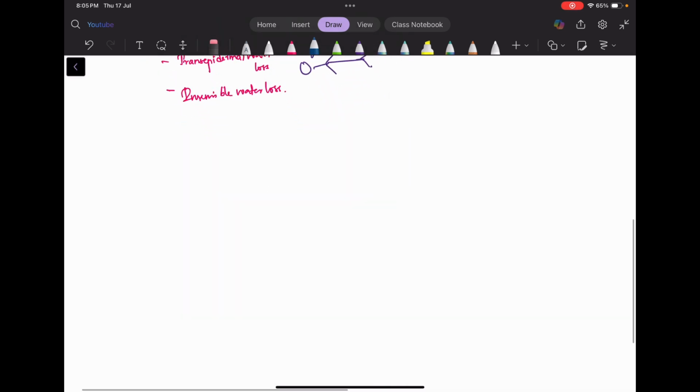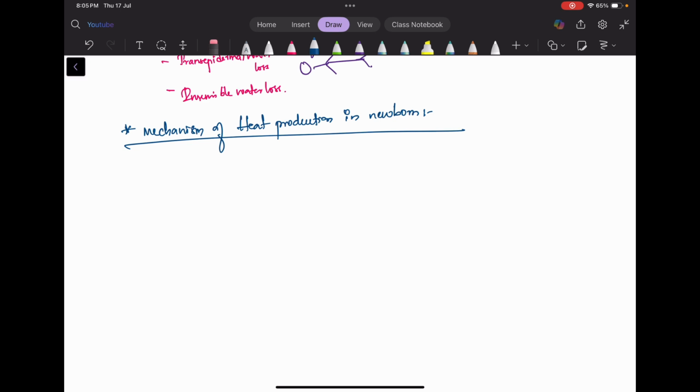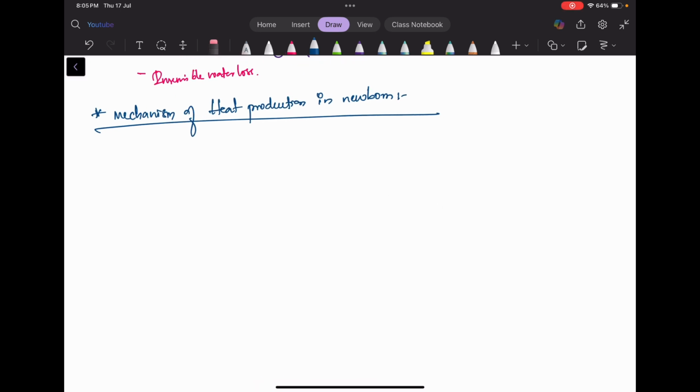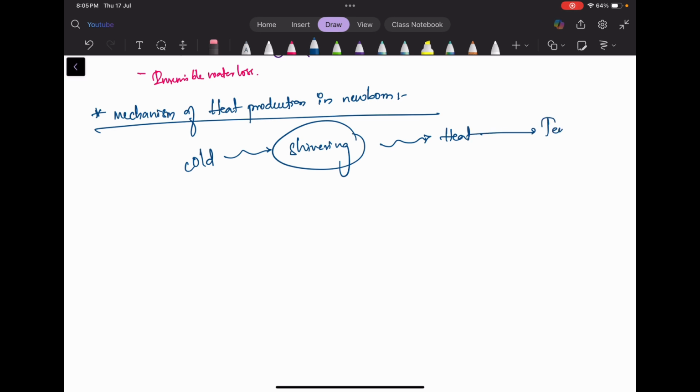We'll change the pen, right? Yeah. So we have the mechanism of heat production in newborn. It is not similar to adult people. We have a different mechanism. We will brief about it. Mechanism of heat production in newborn. Usually adults, when we get cold, shivering starts and all. Then what happens, our body produces heat so that temperature will be maintained.